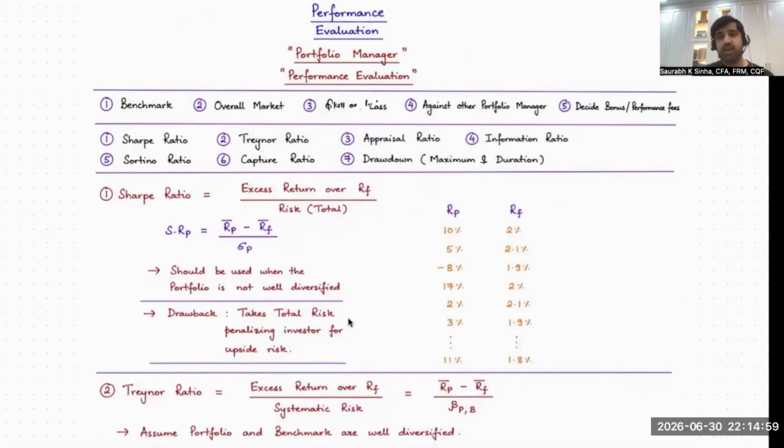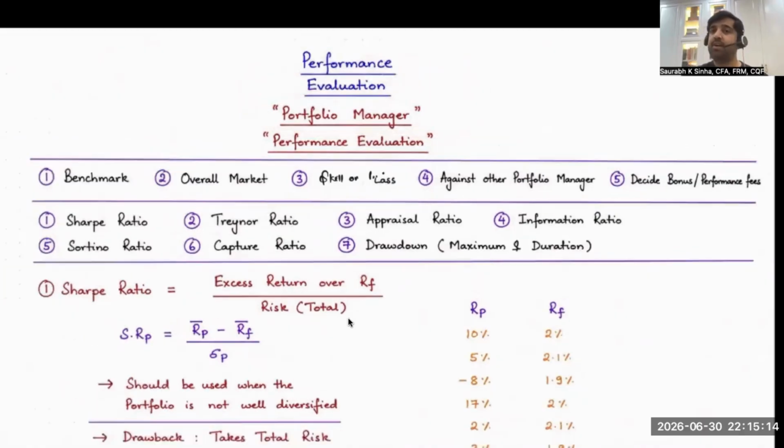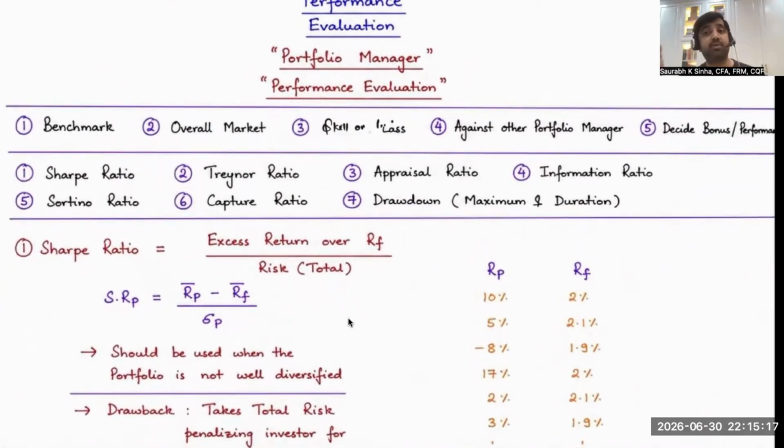Today's lecture is a continuation of the last uploaded video. We were discussing performance evaluation, specifically for whom? For the portfolio manager. Why are we evaluating the portfolio manager's performance? The reason is we want to understand, number one, whether the portfolio manager has outperformed the benchmark portfolio or not. Has he outperformed the overall market or not? Does the performance of the portfolio manager reflect some skill, or is it just pure luck? So we are trying to understand that. Is it luck or is it skill?